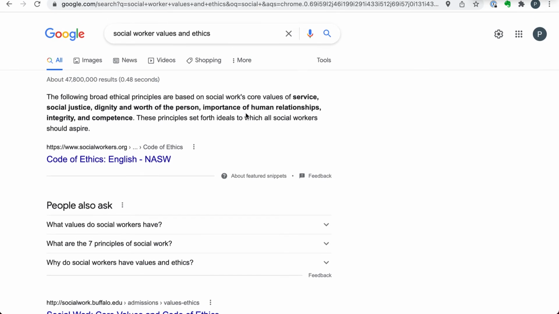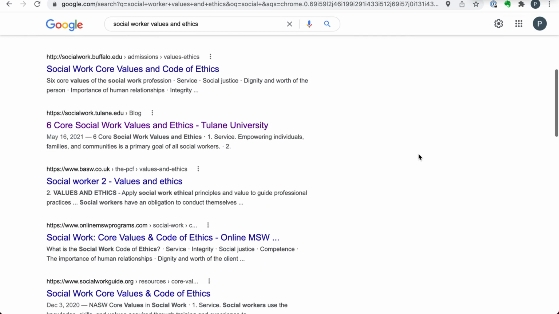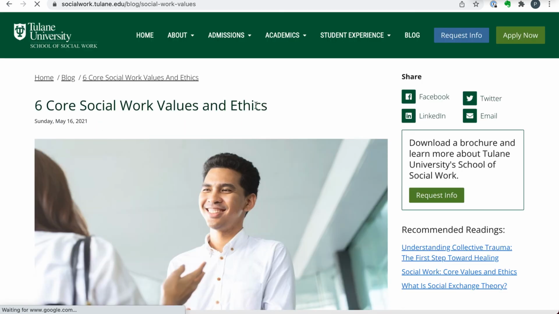You see, what I'm going to find is that the following broad ethical principles all clumped into one code of ethics. Now, what values do social workers have? You see values, 7 principles. Let's take a look at this one. I looked at it previously. See, the title says 6 core social work values and ethics.